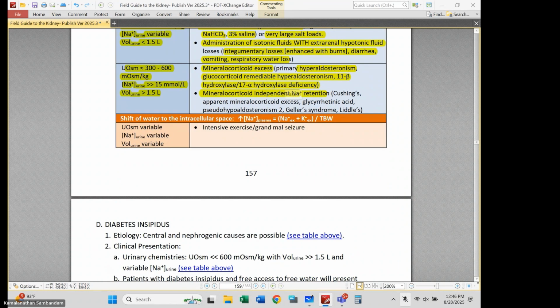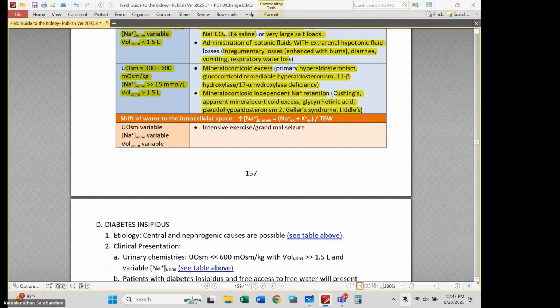Mineralocorticoid independent sodium retention would be captured by these other scenarios. Cushing's disease is a scenario in which I have obviously excess cortisol. Cortisol is binding the mineralocorticoid receptor and is functioning like, or is approximating, a state of hyperaldosteronism. We'll talk about these others in our discussion on dysnatremia.